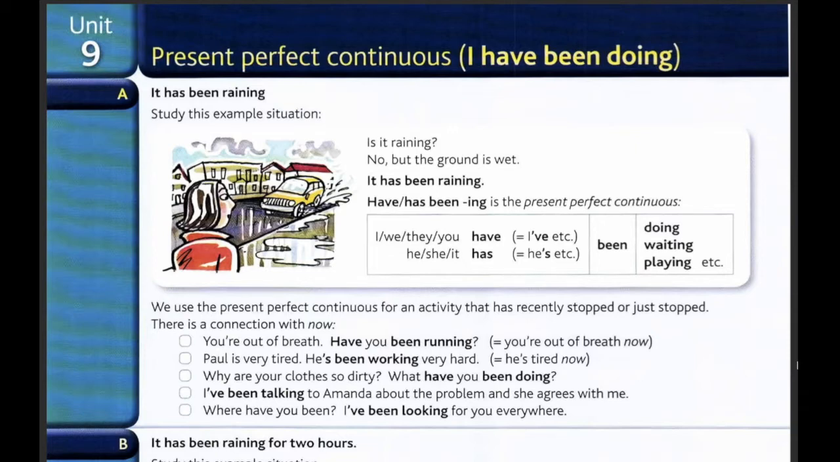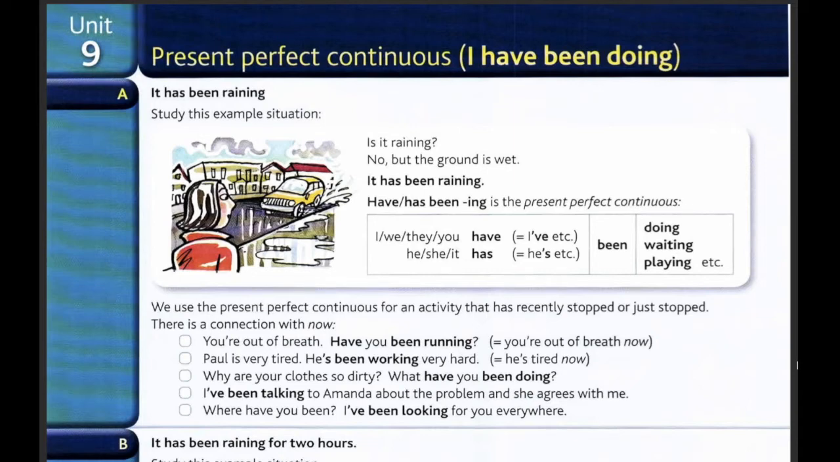It has been raining. Have or has been -ing is the present perfect continuous. For I, we, they, you, we say have, or the contracted form I've, we've, they've, you've, etc. Been doing, waiting, playing, etc. He, she, it has, or he's, she's, it's been doing, waiting, playing, etc. We use the present perfect continuous for an activity that has recently stopped or just stopped. There is a connection with now.